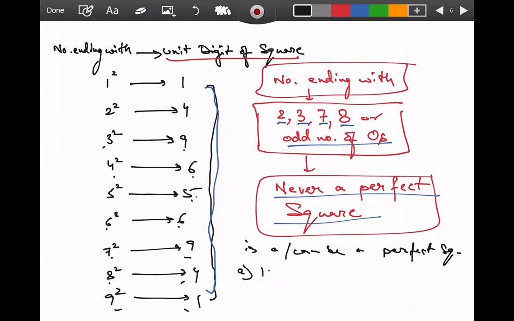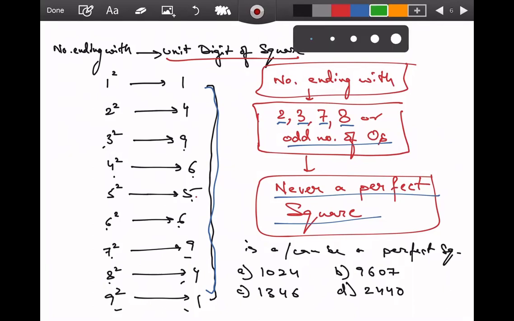Option A, 1024. Option B, 9607. Option C, 1346. Option D, 2440. 1024. See, first we will eliminate it. One second, wait.